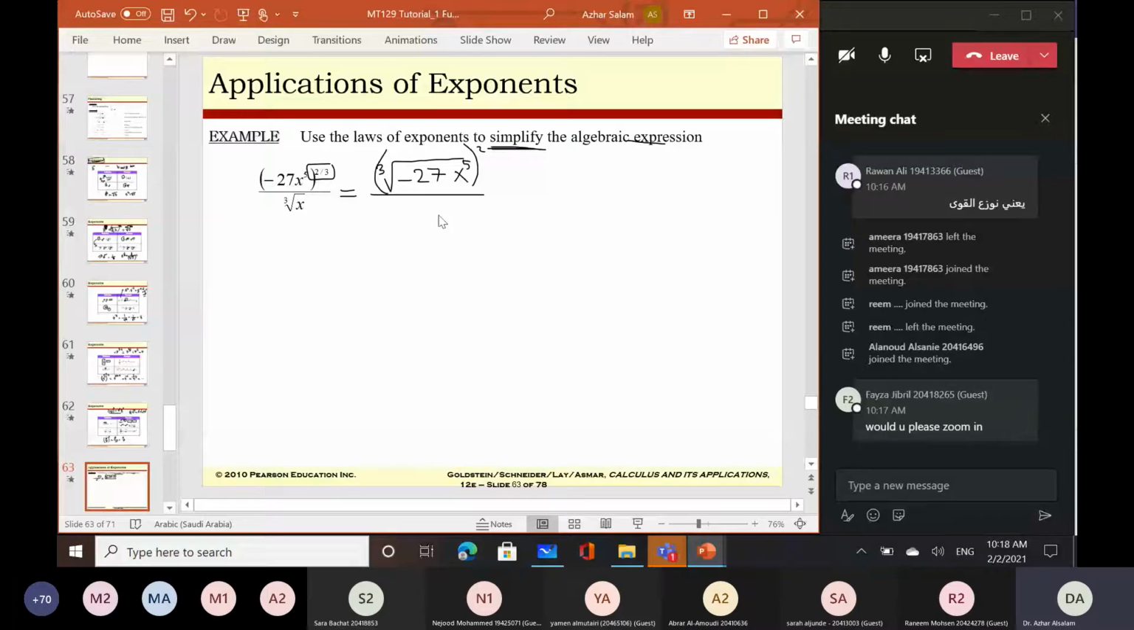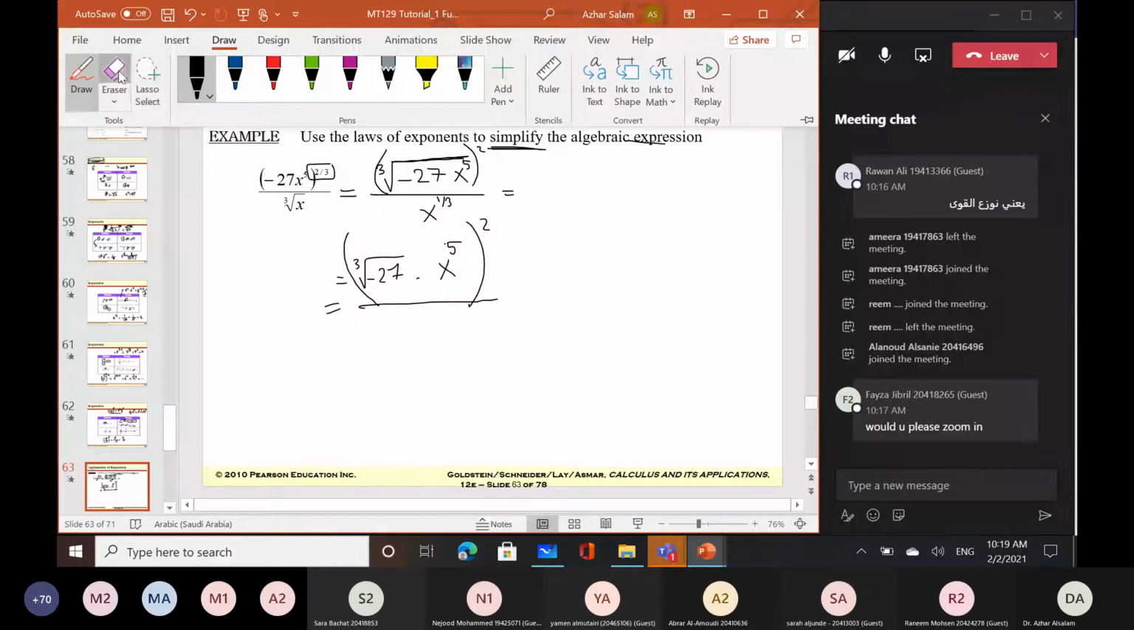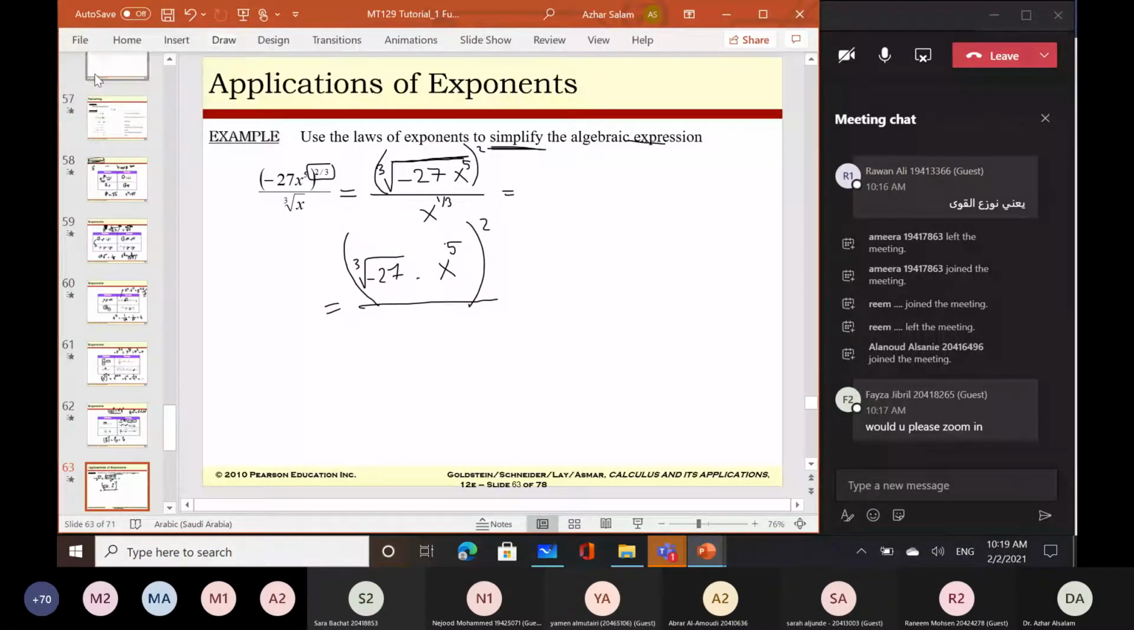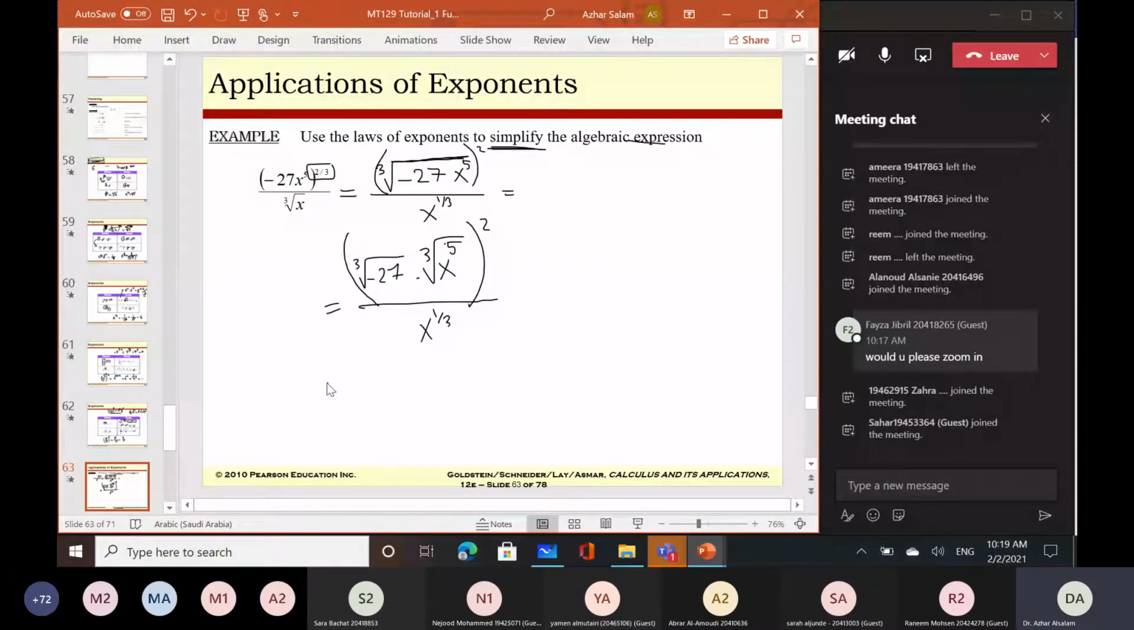Also here in the denominator, I can write it x to the power third. Okay, to simplify, we will complete here. Before taking the square, I can distribute the square root between these two multiplied numbers. So I take the third root of minus 27 multiplied by x to the power 5, of course all squared, in the numerator. And here also the third root of x to the power third. Here I can now distribute the power 2 over these two numbers.